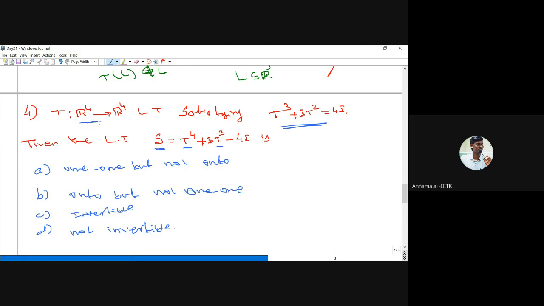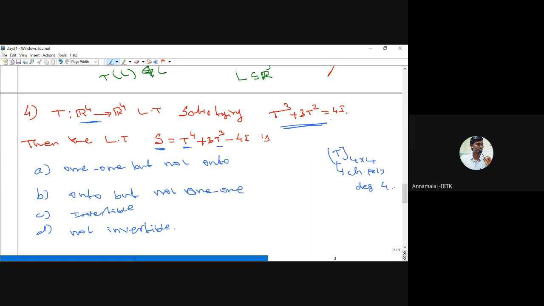Okay, because it's a 4 by 4 matrix. If you consider T, this T is actually nothing but a 4 by 4 matrix, because domain and codomain have dimension 4. Therefore, the degree of the characteristic polynomial of T should be 4.